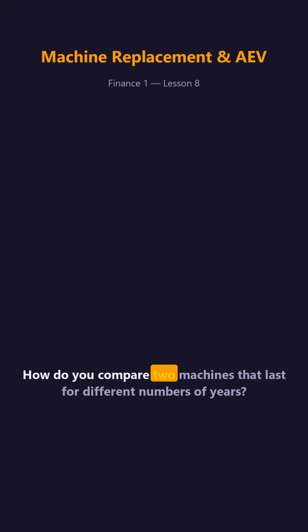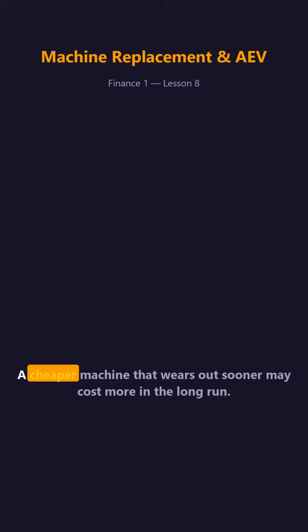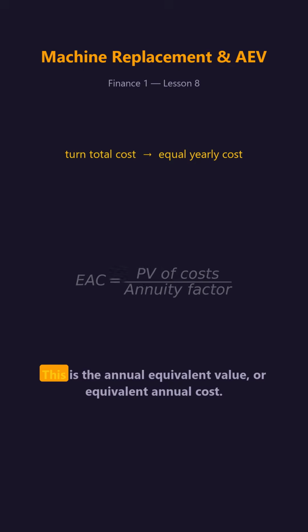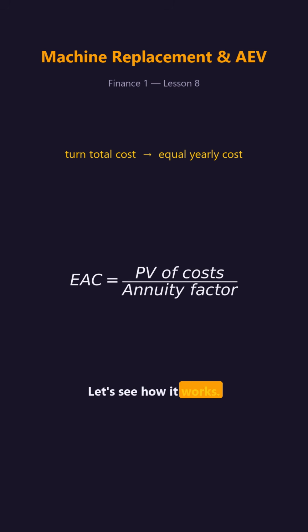How do you compare two machines that last for different numbers of years? You cannot just compare their total costs. A cheaper machine that wears out sooner may cost more in the long run. The trick is to turn each cost into an equal yearly amount. This is the annual equivalent value, or equivalent annual cost. Let's see how it works.